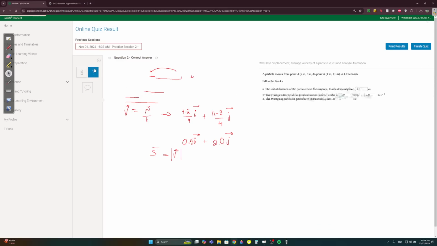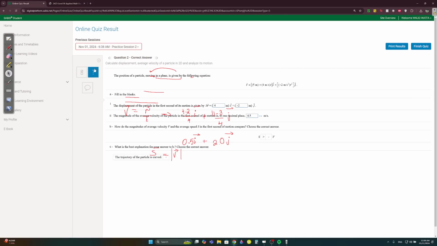Question 2. They gave you the displacement r, and they want the displacement of the particle in the first second of motion. First second of motion basically means between 0 and 1. So basically r1 minus r0, right? Okay, let's find r1. r1 would be equal to 5 plus 4 times 1 i, right? Because the t is here.